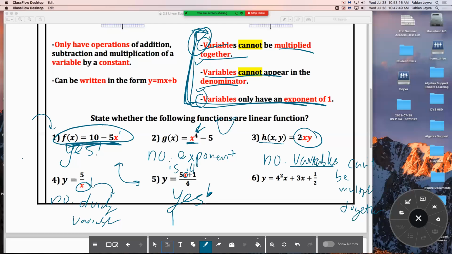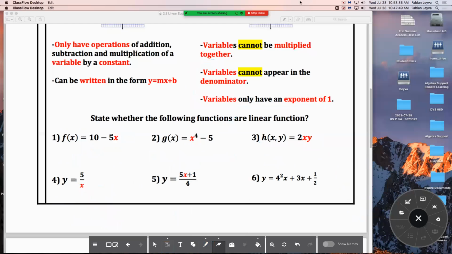Now, last but not least, I want you guys to tell me, anyone, what do you guys think? Is this a linear function? If I were to type this whole string of numbers into my calculator, would it give me a straight line? I think I heard everyone say yes, this would give you a straight line.